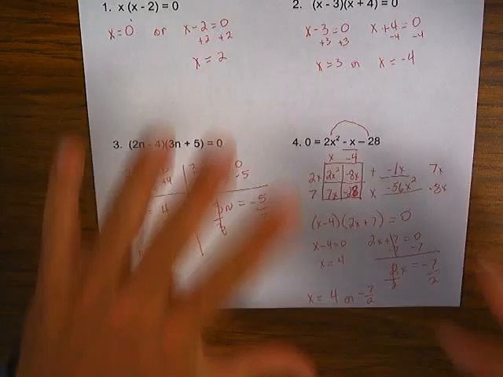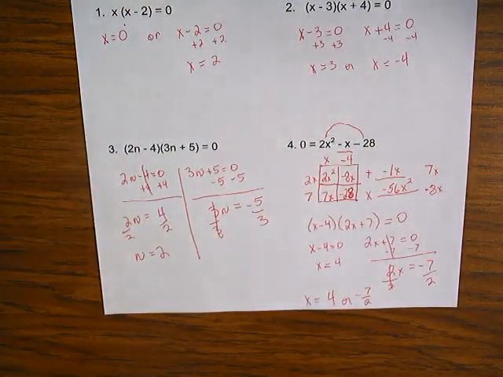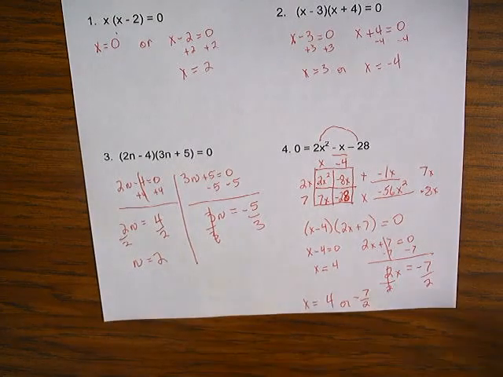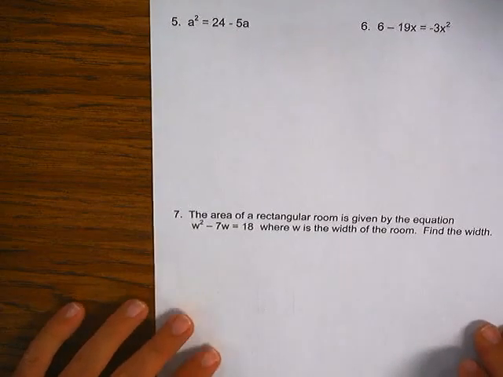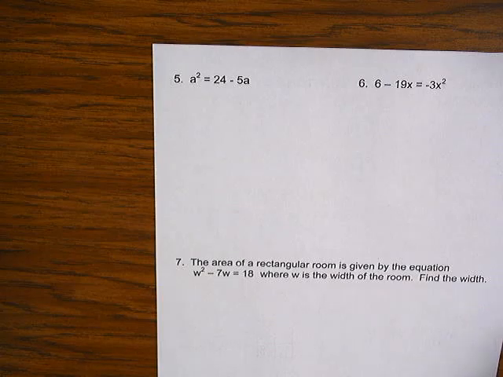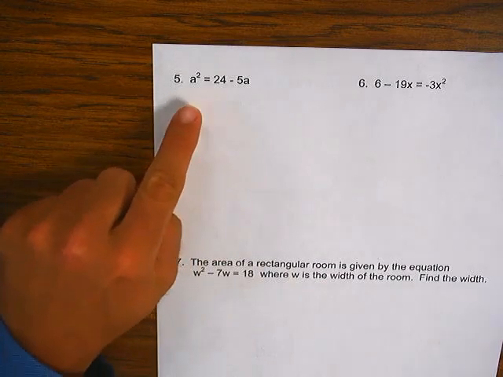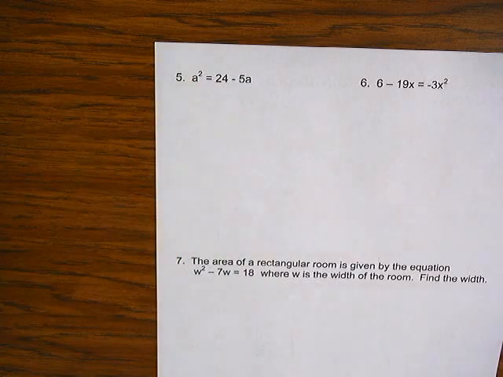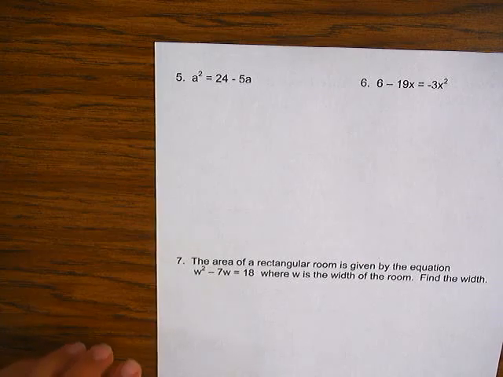Now, truthfully, is this stuff anything we haven't done before? No. We're just putting a couple things together, taking it one step further. Now, on 5, what's the first thing we need to do? Right, is it all on the same side? No, so the first thing we have to do is move everything to the same side.